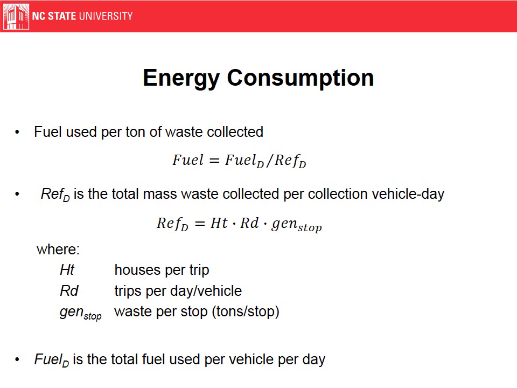Once we found that, we'll also go on to find the fuel use per ton of waste collection. So the total fuel use is going to be the total fuel used per day vehicle divided by the total mass per day vehicle. We'll find the total mass per day vehicle by multiplying the houses per trip times the number of trips per day vehicle times the amount of waste at each stop. So those were all discussed just before.